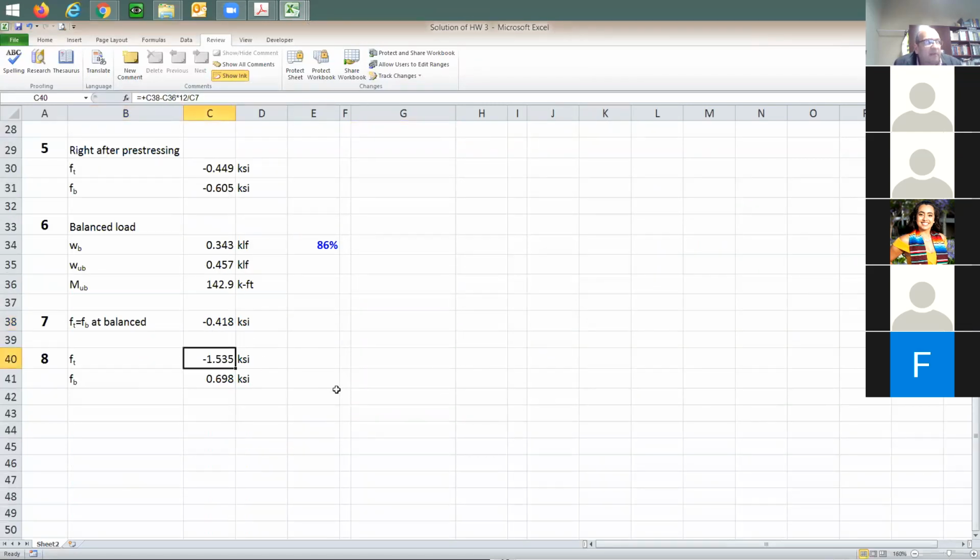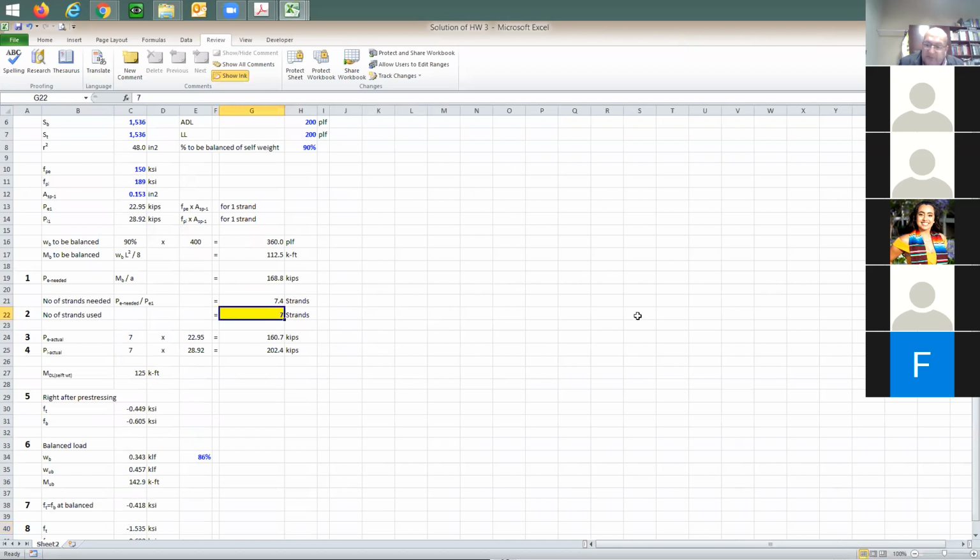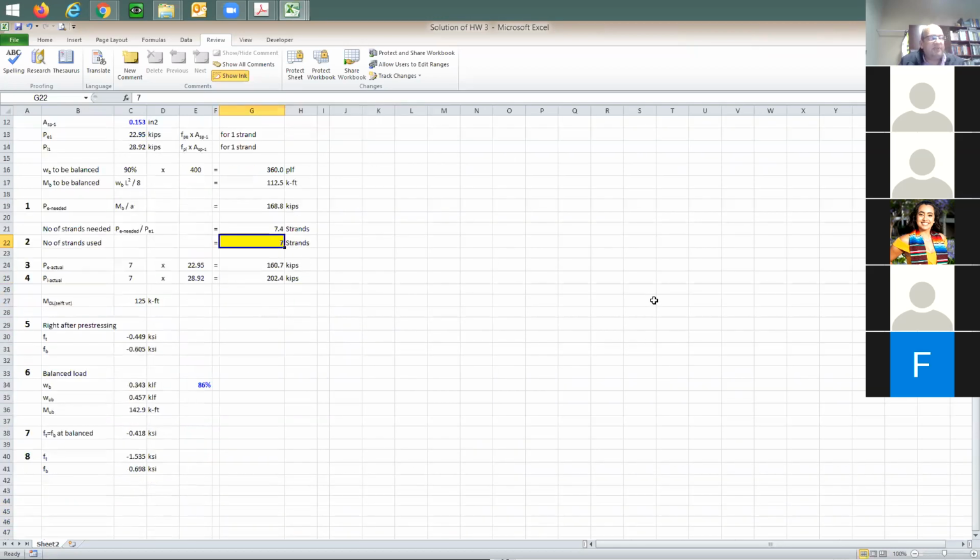How about at the final, at the service? Anyone getting these two numbers? Top and bottom? Yes. Okay, 2 people, 3 people, more people? Okay, great. Let's say that all of a sudden I decide here to put 8 strands. What do you think is going to happen to the stresses? I'd like to hear your feeling about this. If I'm going to put lots of strands, what's going to happen to the top stress at the initial and then also at the service level?